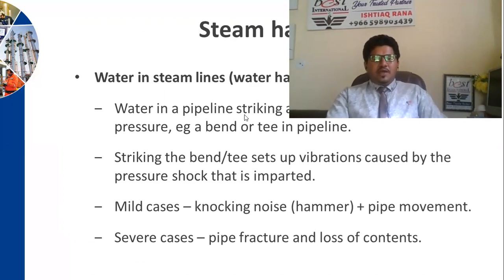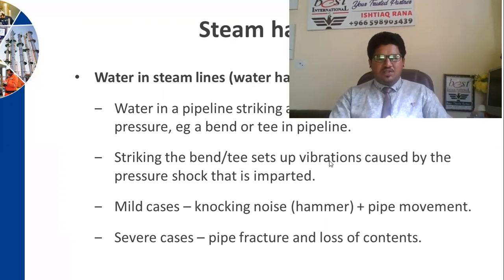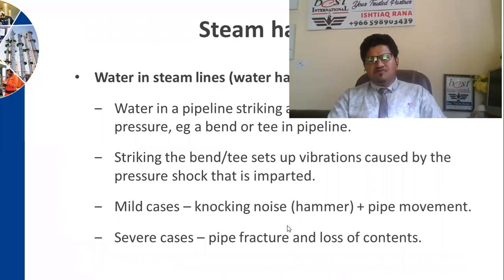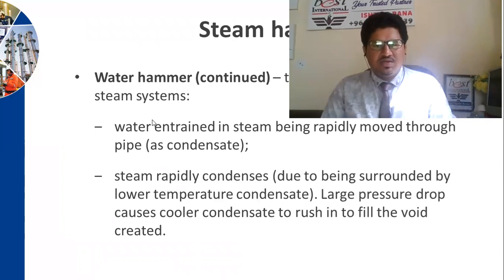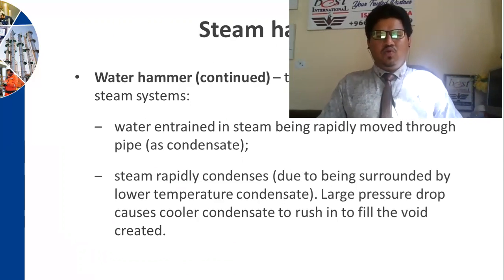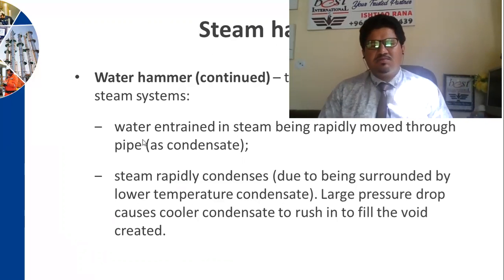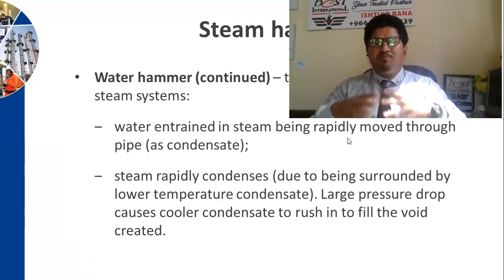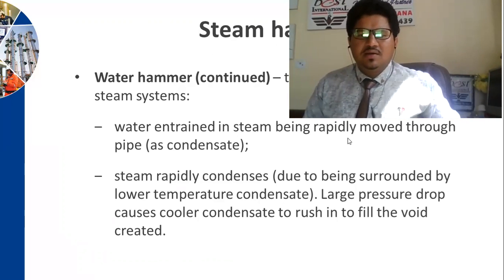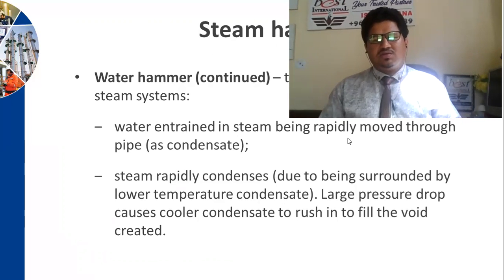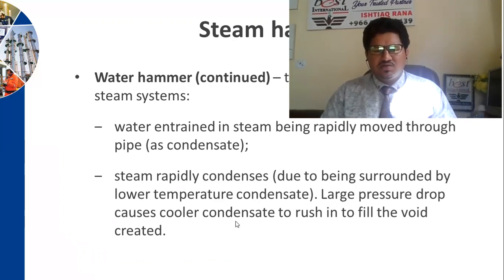Water in steam line, water hammer: water in a pipeline striking a fixed object under high pressure, like a bend or tee in the pipeline, striking the bend. It is a vibration caused by the pressure shock, and in mild cases, a knocking noise, and in severe cases, pipe fractures could also happen because of steam hazards. Water hammer has two basic mechanisms in steam systems: water entrained in steam being rapidly moved through the pipe, or steam rapidly condensing because of low temperature, and the condensation causes cooler condensate to create certain hazards.